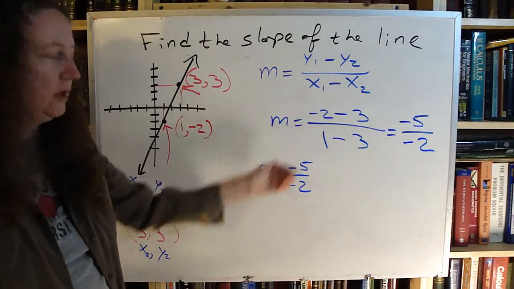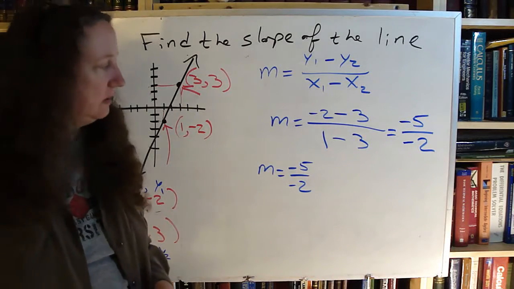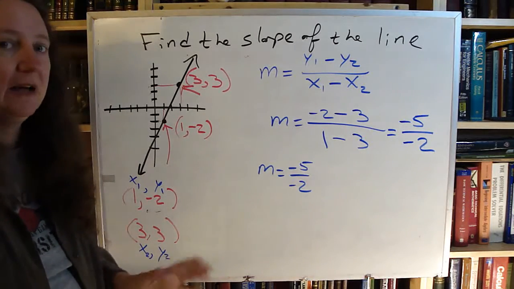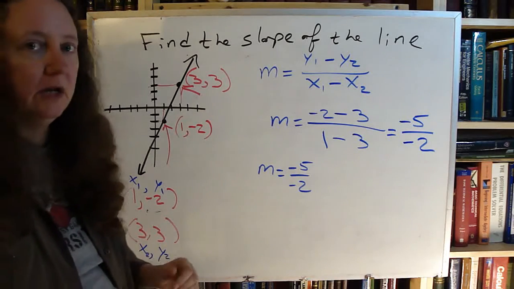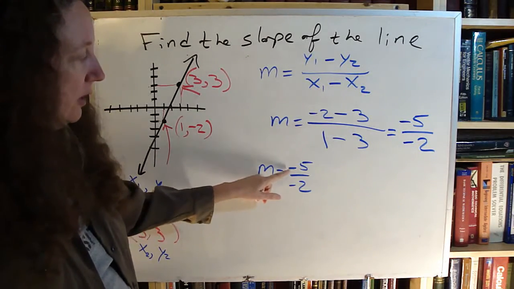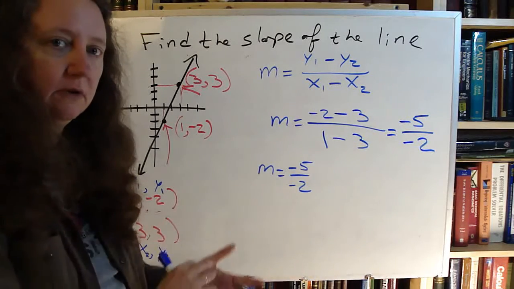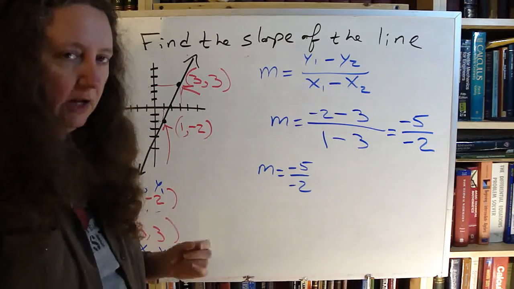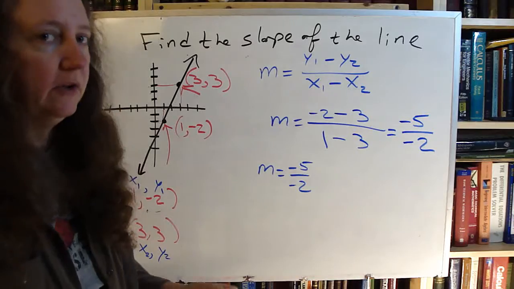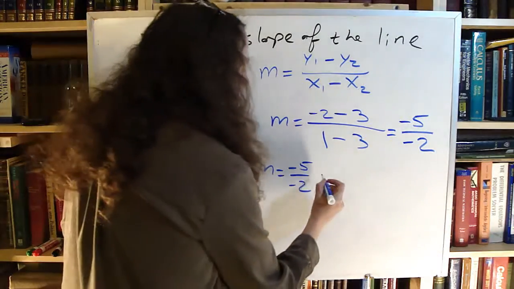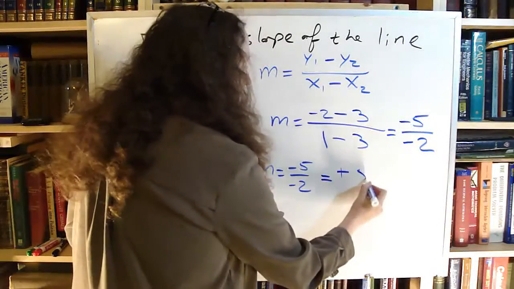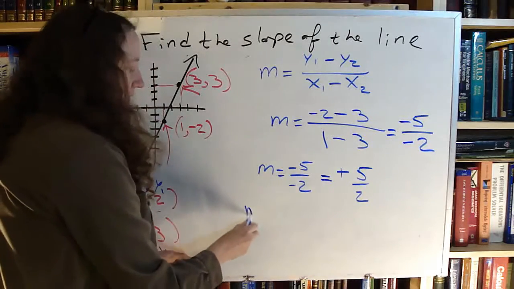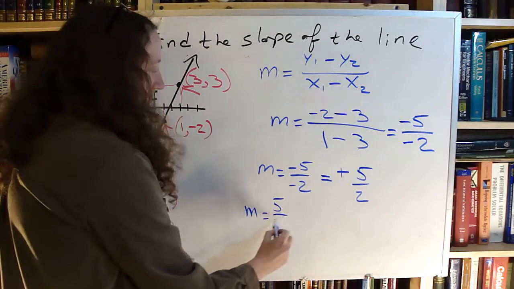I have one number on top, one number on the bottom, but my answer isn't done yet. I have both negatives on both top and bottom. Can't have that in my number. I'm only allowed to have one negative, if any at all. So I have a negative, divide by a negative. Type that in your calculator if you need to find out is it positive or is it negative. You should know this though. Negative divide negative is positive. So I have positive 5 over 2. So now I have my actual answer. Slope is 5 over 2.